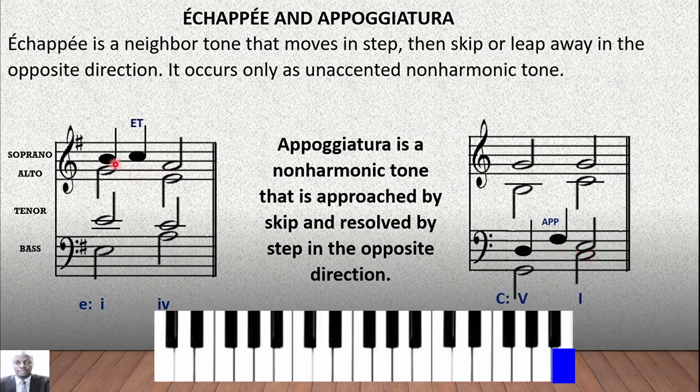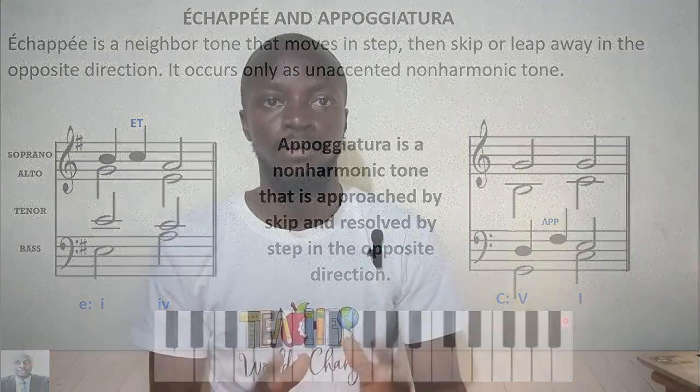But here it steps up and skips down in the case of Echappee. All right, so that's the difference between the two. Okay, so the first one sounds this way, right? And in the case of Appoggiatura on C major, right?